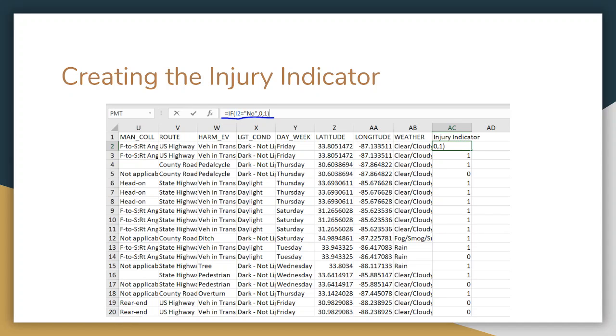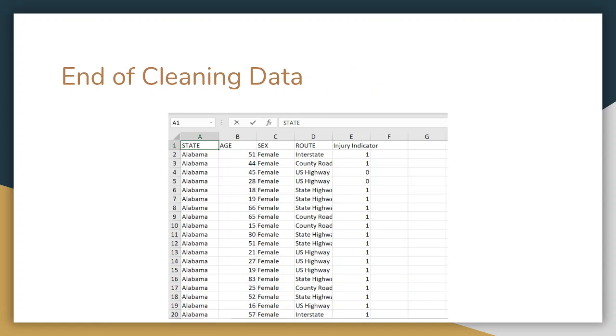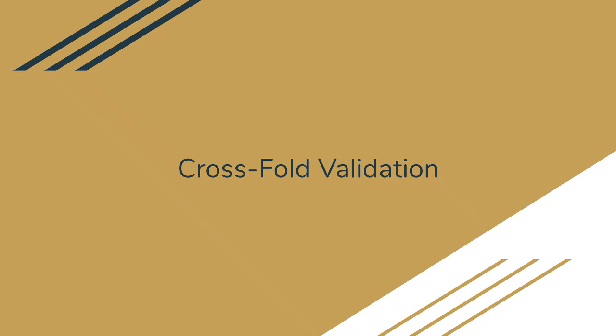And then what we did is we copied this entire column and then special pasted it to only paste the values in it so that it would not have the function behind it. And then this is what one of the Excel files looked like after we were done cleaning the data. And we only picked the variables that we wanted, which was state, age, sex, and route, and we kept injury indicator, of course. And from there, we went into cross-fold validation.